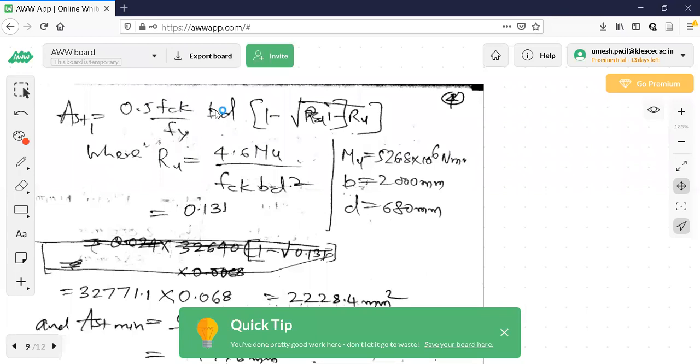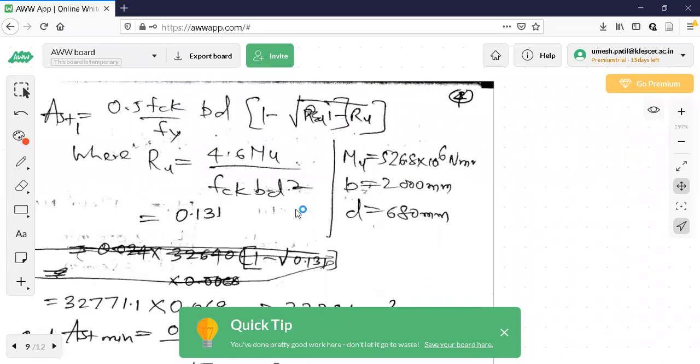AST1 is 0.5 FCK by Fy into bracket 1 minus square root of 1 minus RU. You can use mu or RU, whatever. Now, this RU is written here. What I'm trying to say here is, you have to calculate RU separately. RU is here. So this is 0.5 FCK divided by Fy into bracket 1 minus square root of 1 minus RU. I think you have used this formula a number of times in 5th semester subject. In RCC, I have used this formula a number of times.